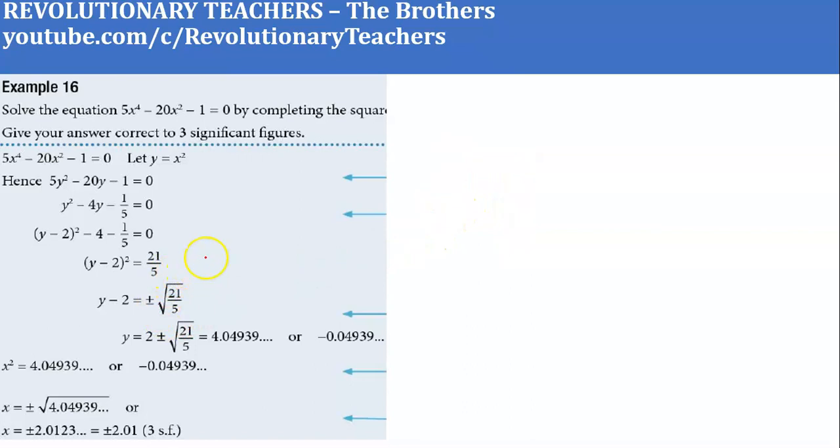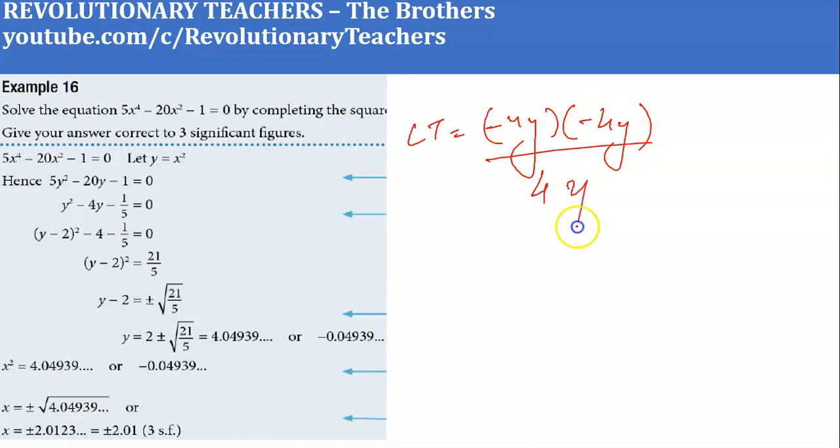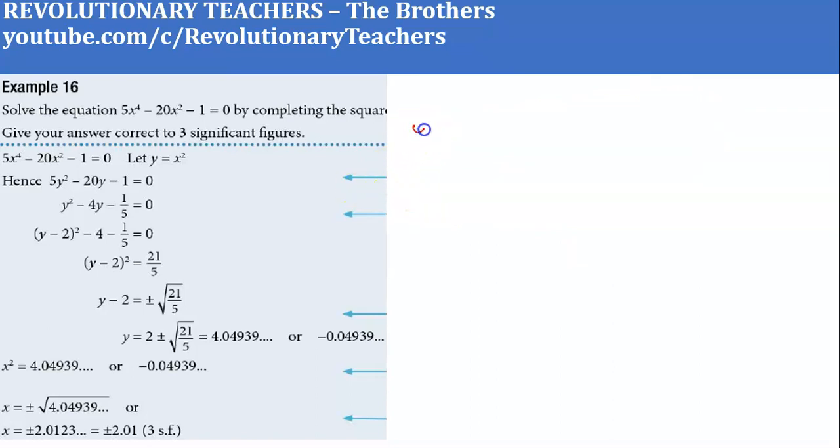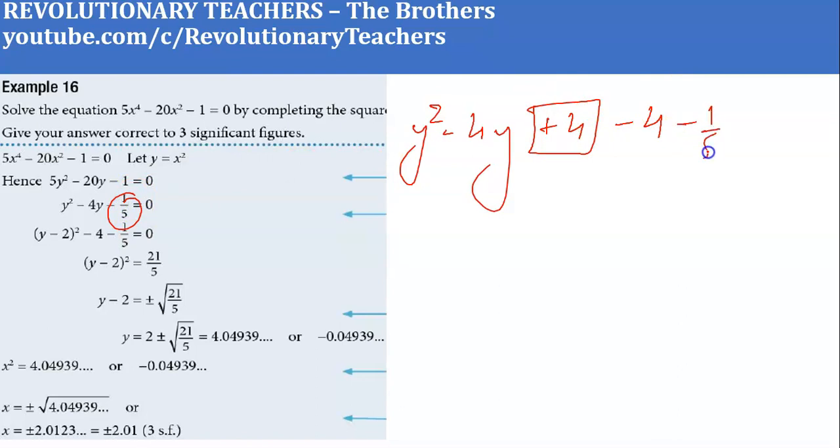We have committed some mistake over here. Last term would be middle term square, that is minus 4y into minus 4y, upon 4 into first term, which is y square. So this gets cancelled off, y square disappears, and 16 upon 4 gives 4. So your last term is 4. So what you are going to do now? You are going to add that 4, you are going to subtract that 4, and you are going to keep the last term as it is, minus 1 by 5 equal to 0.